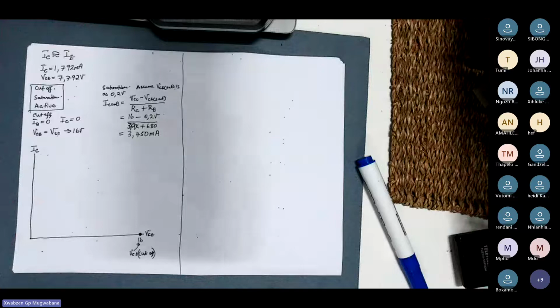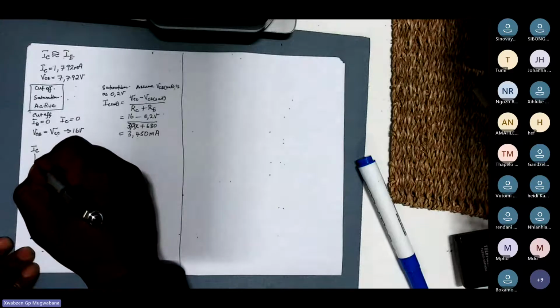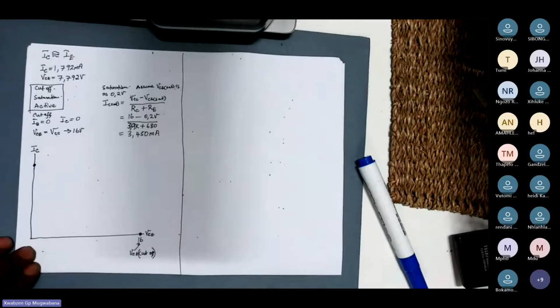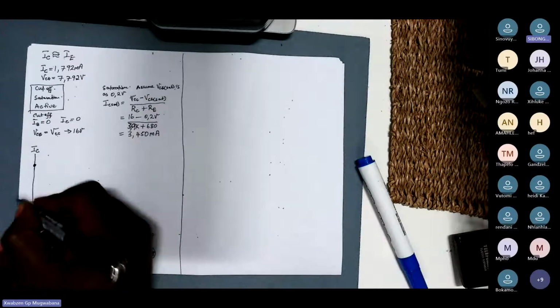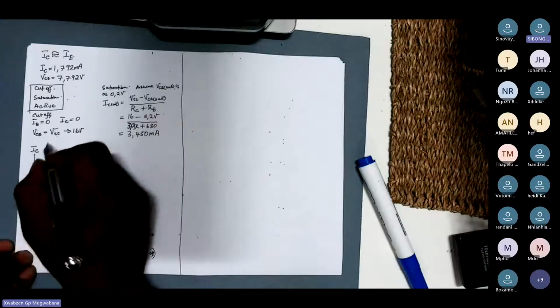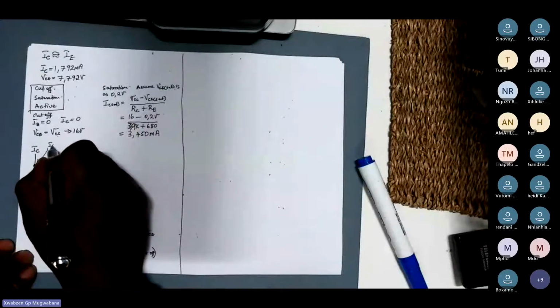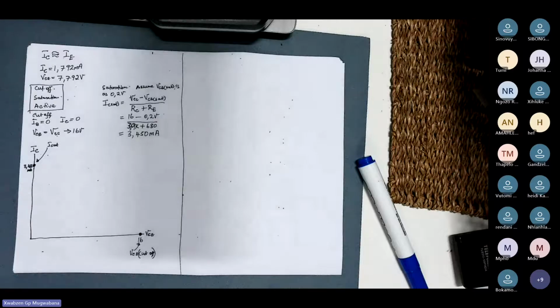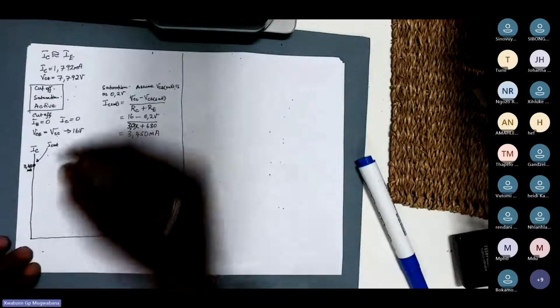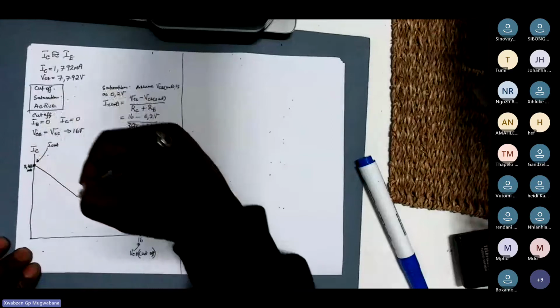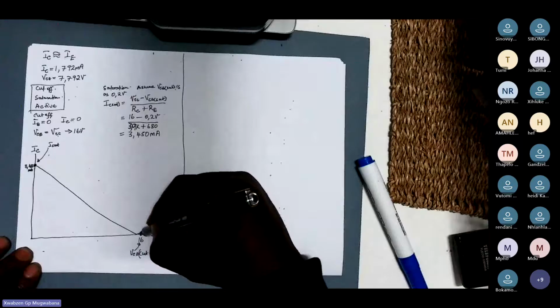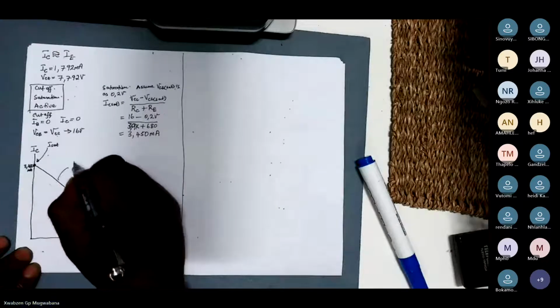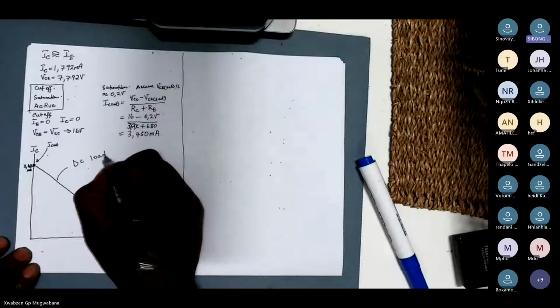That is the saturation. Now, that is the maximum current that this transistor can work with, which means here, as my I saturation, I've determined this is 3,450 milliamps. That is my saturation point. Then I must join saturation together with cutoff. When I join the 2 points, that is my DC load line.